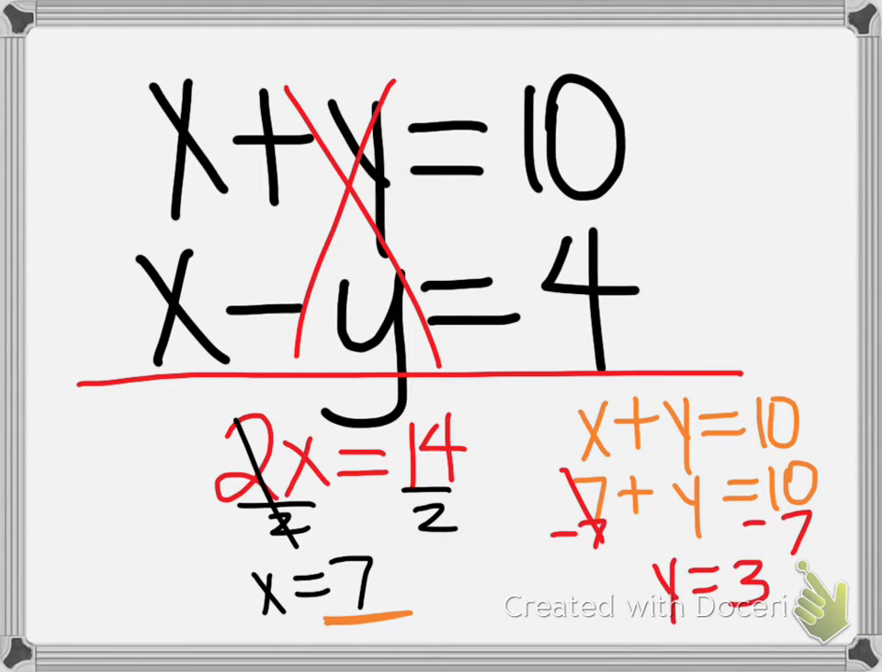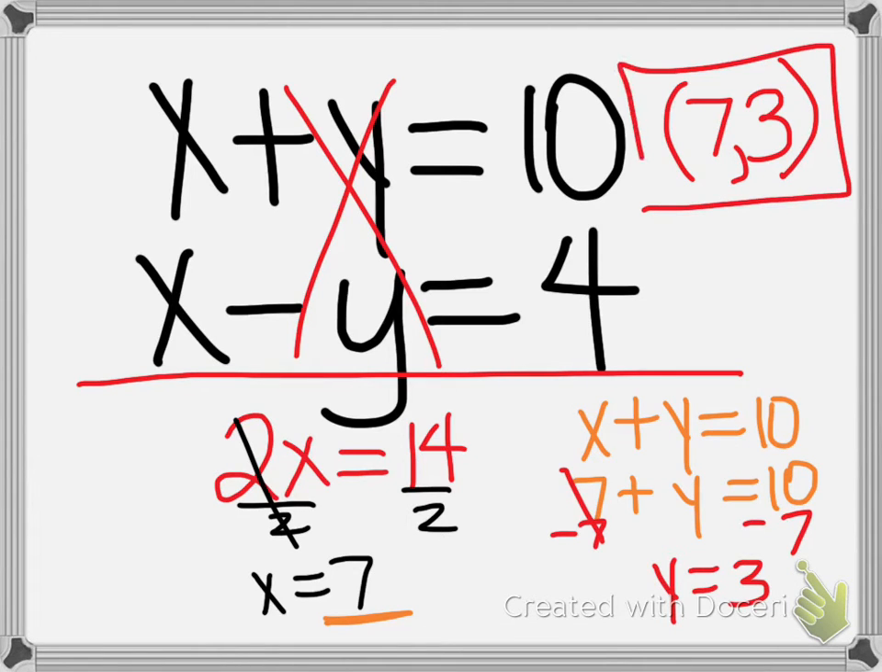So I have to remember to write my answer as an ordered pair. The x coordinate is 7 and the y coordinate is 3. So my solution to that system is (7, 3).